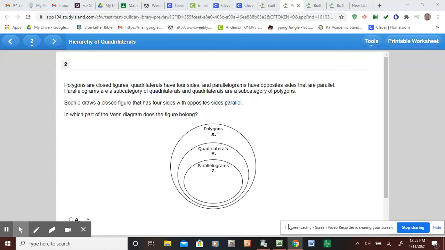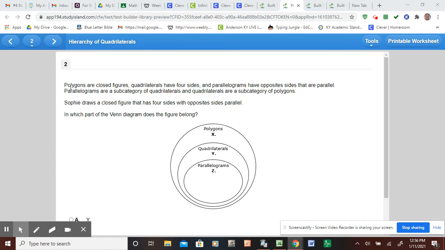Okay, kids, you're on hierarchy of quadrilaterals today, and I'm going to show you a little bit of a hint. Here, one of your questions may look like this. Follow along with me. By the way, you have a Venn diagram at the bottom, a little bit different than maybe you've seen sometimes.